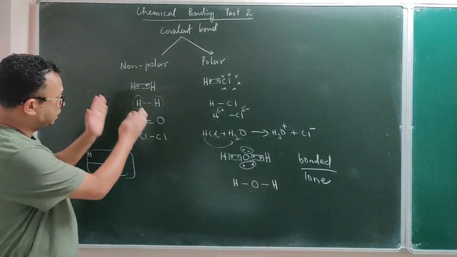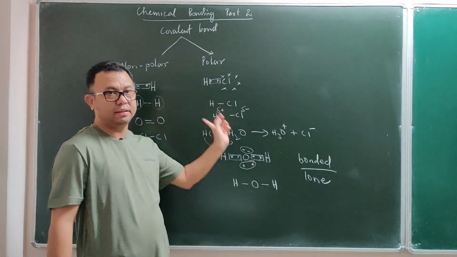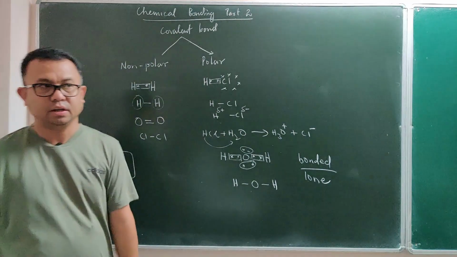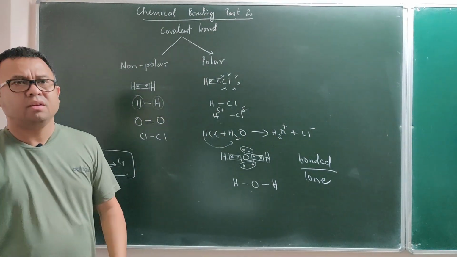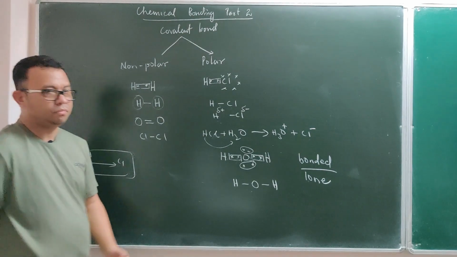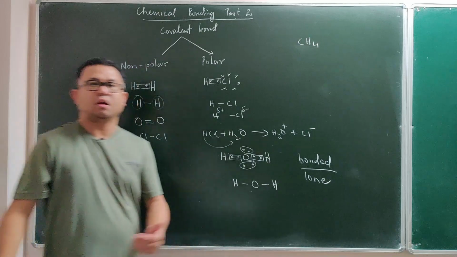Alright, so that means if the combining atoms are similar, it is non-polar. If they are different, like H and Cl, or oxygen and hydrogen, or ammonia, nitrogen and hydrogen, they are polar. But there are a few exceptions. One of the biggest exceptions is methane. You can do the same thing with carbon tetrachloride also.